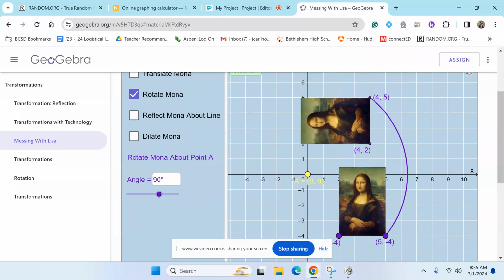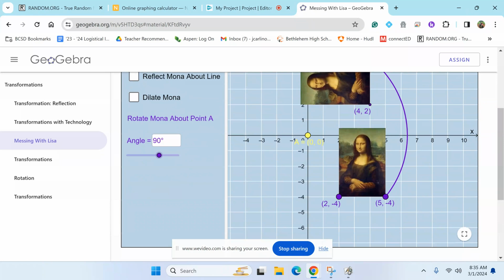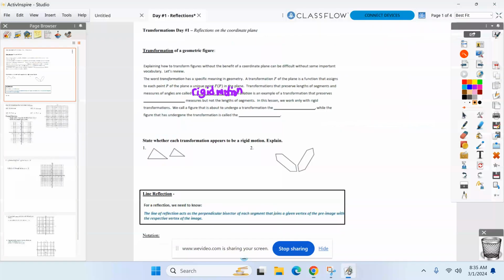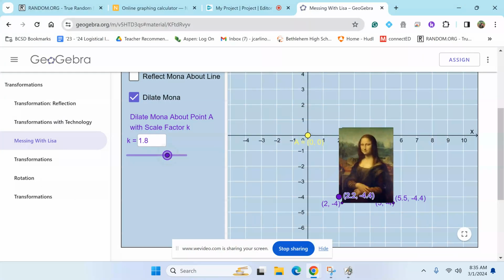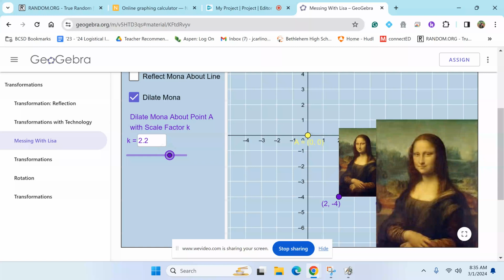Perfect. So now I got to talk to you about what do I call the starting figure and what do I call the ending figure after I transform it. A dilation. We forgot to talk about dilation. A transformation that preserves angle measure. The angles don't change, but the side lengths do. And that's what I just had. Angle measures were still right angles up here, but the size of the sides changed.